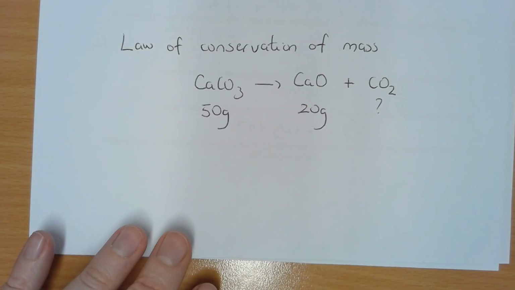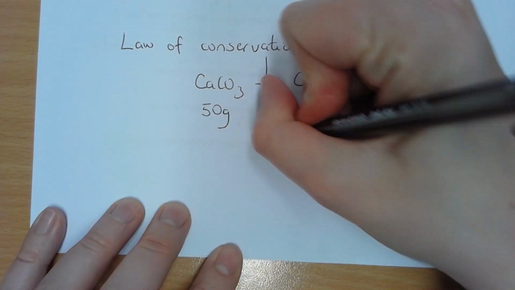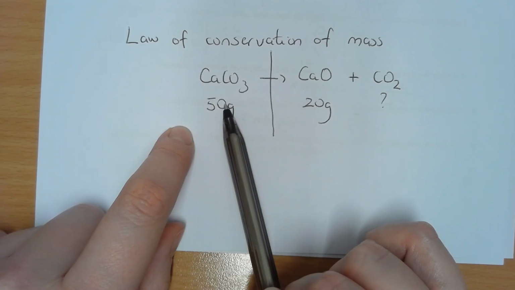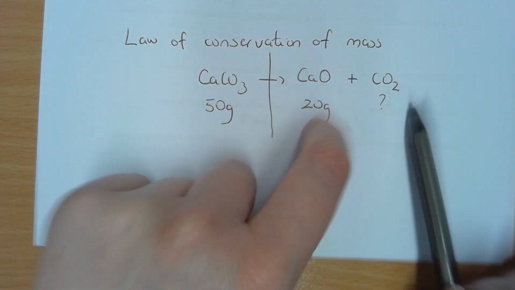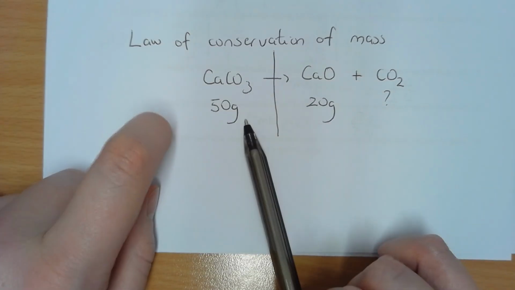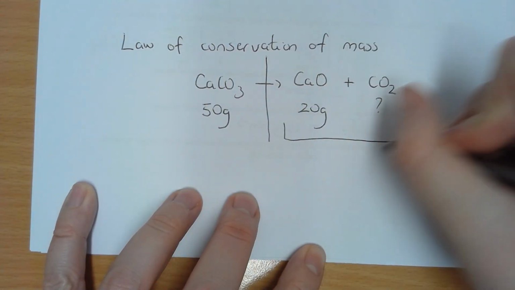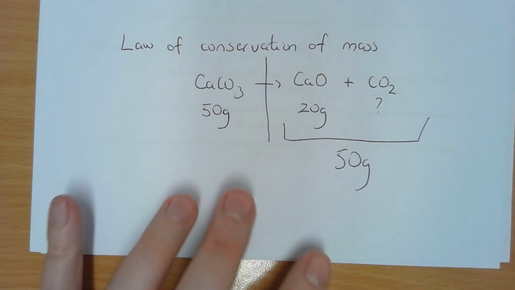Right, very last one. It's called the Law of Conservation of Mass. And all it says is that the total mass on the left-hand side of the arrow has to match the total mass on the right-hand side. If you've got 50 grams on the left, that means in total you must have 50 grams on the right.